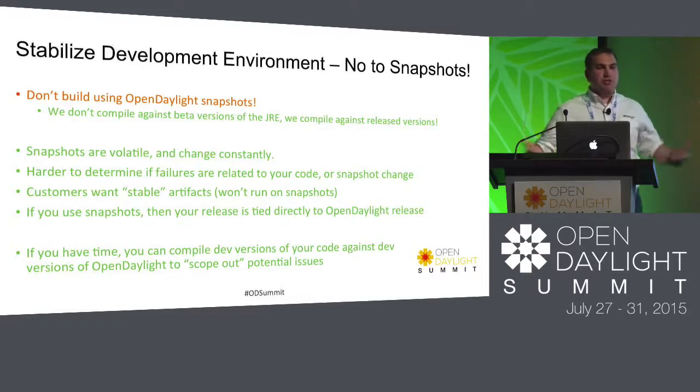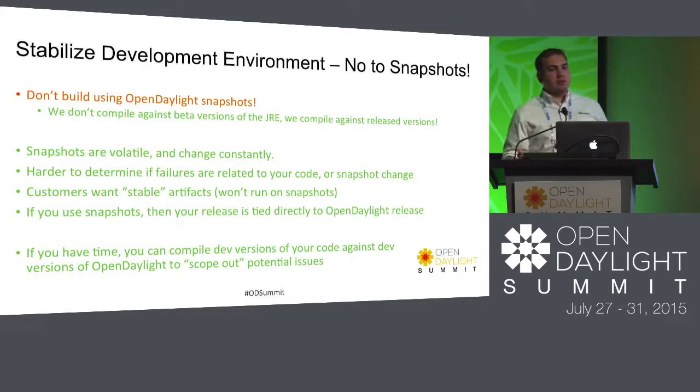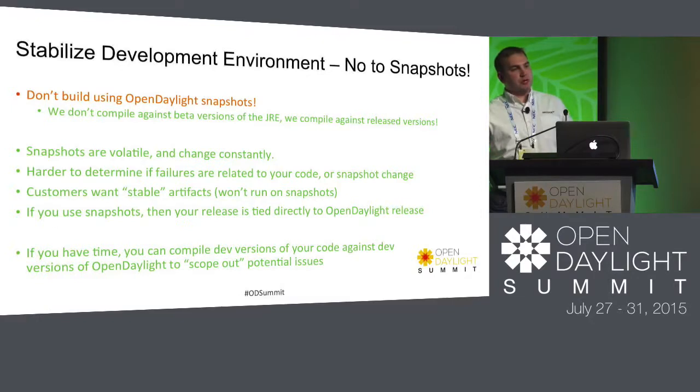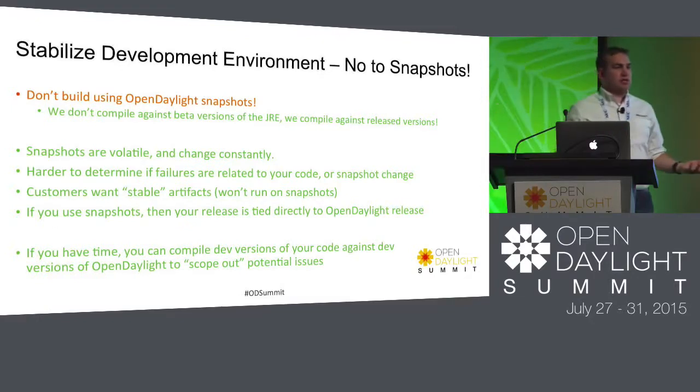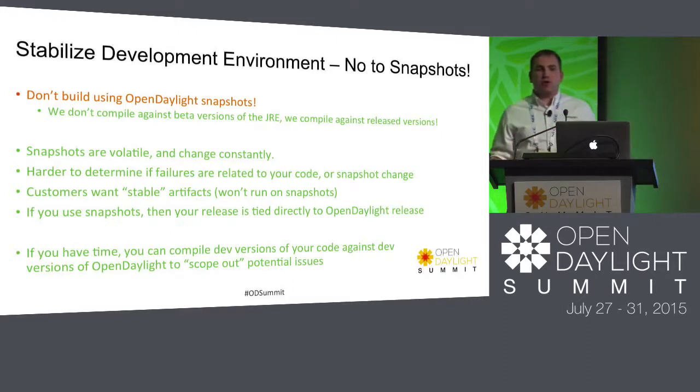You don't want to be changing two variables every time you build, because then if a problem is introduced, you don't know where the problem came from, right? Is it something in the upstream code that changed, or is it something in my code that changed? You want to only change one variable at a time so that it's easier to isolate the problems.